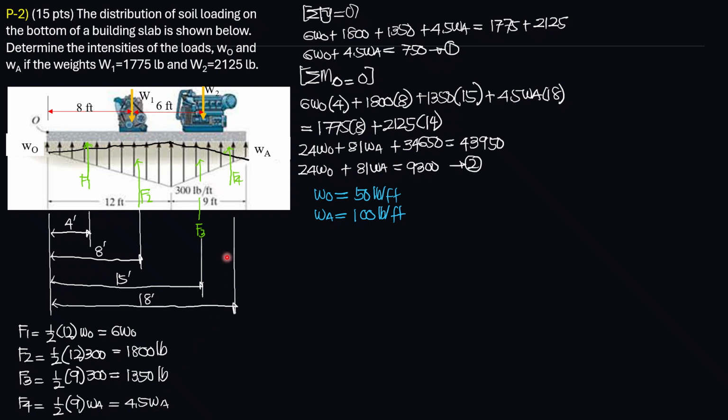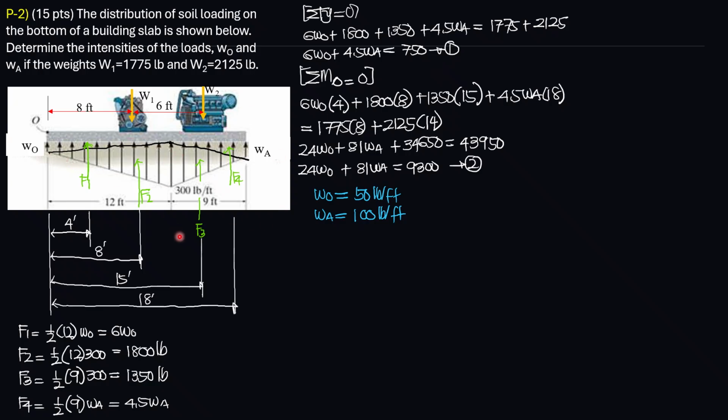So by equilibrium, summation of forces Y equals 0. So upward forces, 6 WO, F1 plus F2 plus F3 plus F4, equals downward forces W1 plus W2. And W1 is 1775, W2 2125. So equation 1: 6 WO plus 4.5 WA equals 750. Call that equation 1.